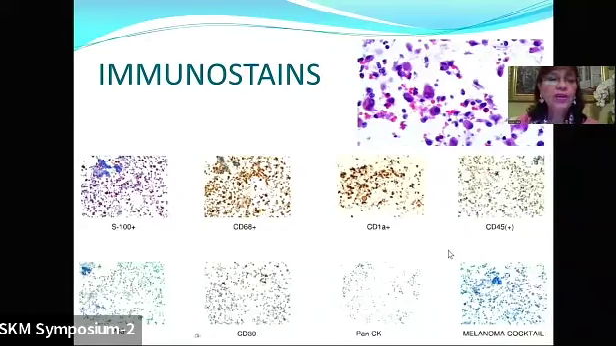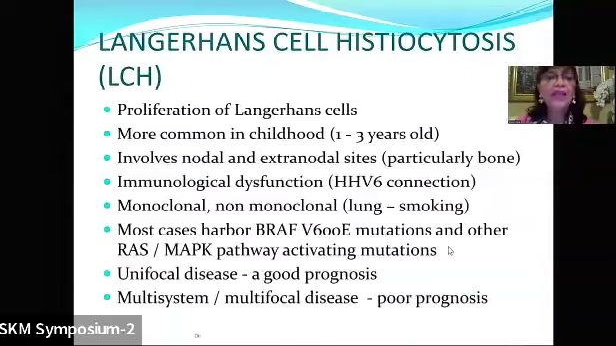So based on this, what is your diagnosis? I mean, here's the diagnosis there, right? So this is an example of Langerhans cell histiocytosis. And this is proliferation of Langerhans cells. It's more common in childhood. It can involve the nodes as well as the extranodal sites, particularly bone.